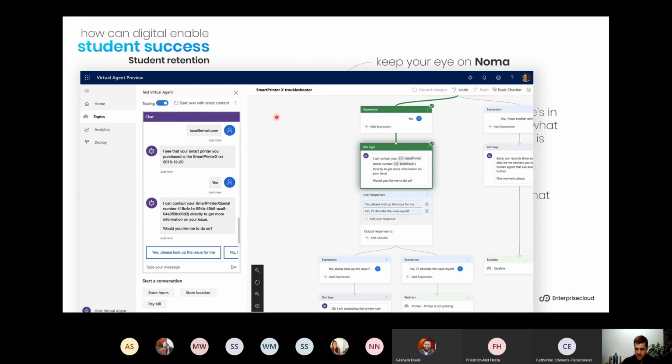So now, in this virtual agent, I can simulate and see, okay, this is the chat. I provided my email, then the bot responded with, I see your smart printer you purchased on blah, blah, blah. That person said yes, okay, I can contact you. Would you like me to do so? And it's asking some questions. Now, in this conversation with the bot, at some point this student might want to deal with a human being. They don't want to talk to the bot anymore because they have a more complex question or whatever.